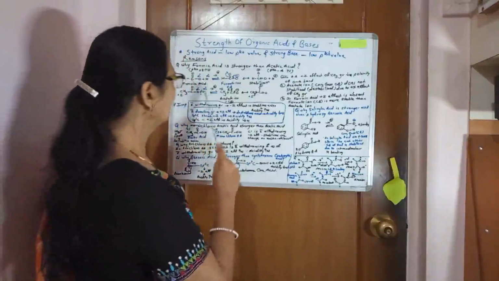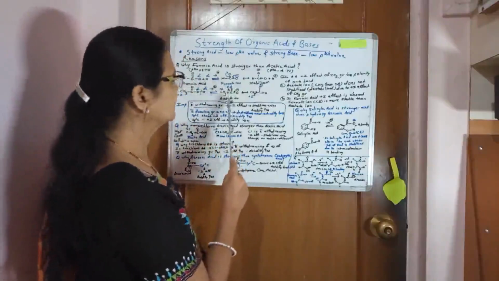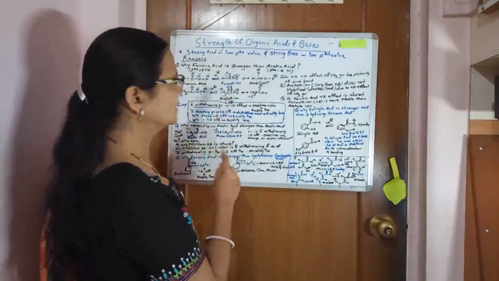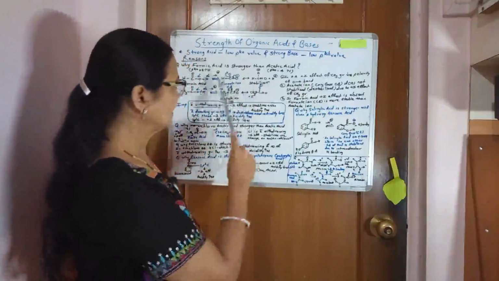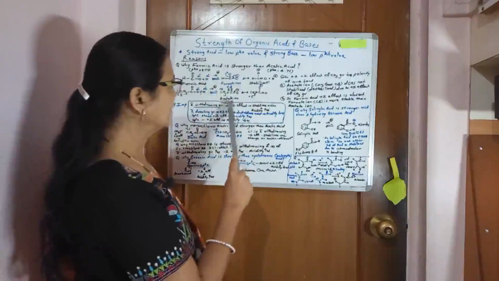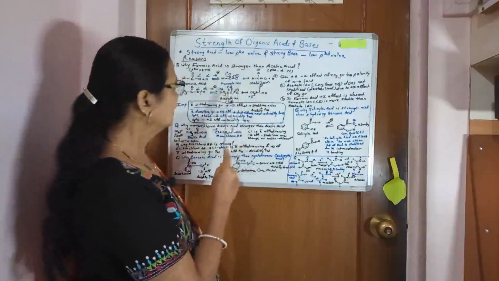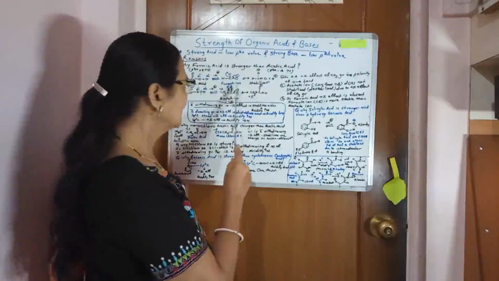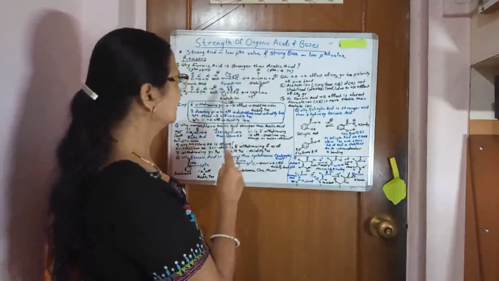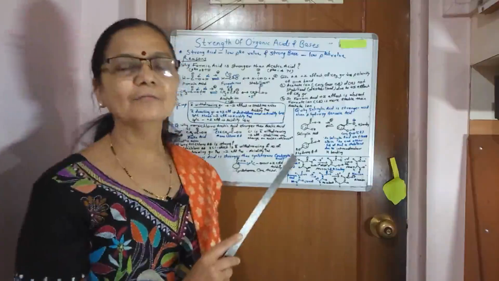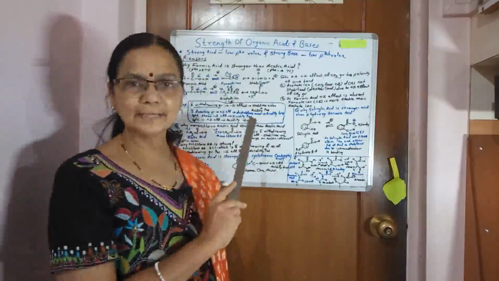Then, by removal of H positive, it forms the acetate ion. This acetate ion is the conjugate base of acetic acid. That does not get stabilized. This acetate anion does not get stabilized because the methyl group is an electron donating group. Actually the negative charge should get stabilized, but it doesn't here because the methyl group is there, which shows the plus I effect. Due to this plus I effect, this conjugate base doesn't get stabilized.